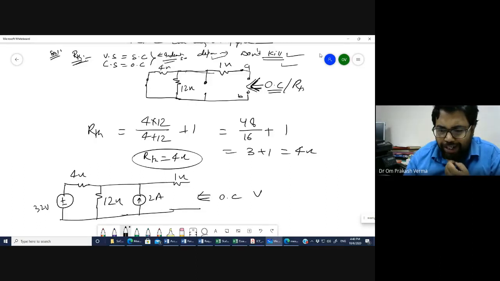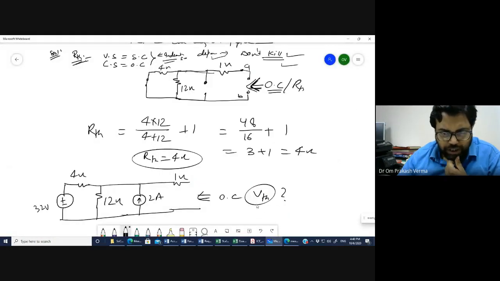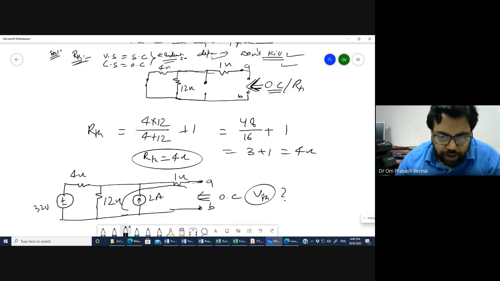Now your target is to calculate the VTH. Any problem? Your target is now to calculate the VTH across this AB terminal. Right? So how will you calculate? Can you tell me? What is the VTH?